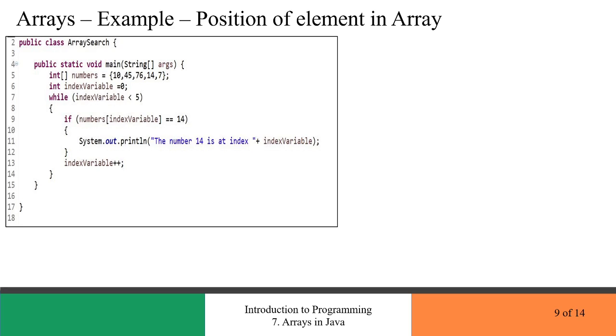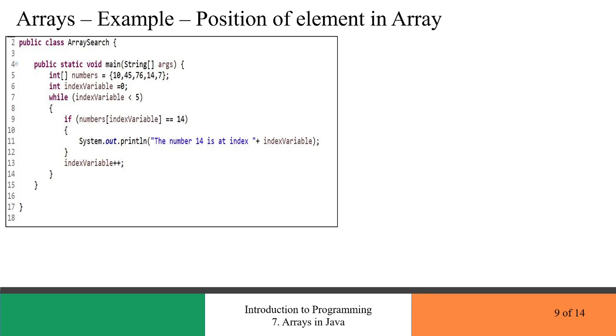The logic used to do this is that suppose I need to find out the position of the element 14. I will try to compare the value of the element at each position to 14. If the value equals 14, I will display that the number 14 is at this index. Let us try to work through the code.